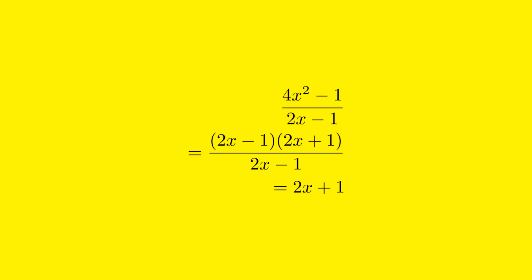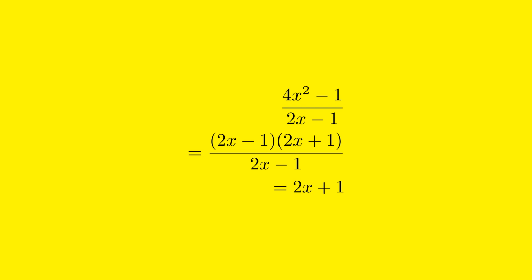Step 3. In this step, we confirm that the expression is in its simplest form and finalize our solution. We simplified the rational expression 4x squared minus 1 divided by 2x minus 1 to 2x plus 1 in step 2 by cancelling out the common factor 2x minus 1. To ensure that 2x plus 1 is truly in its simplest form, we need to check if it can be factored further. 2x plus 1 is a binomial and does not have any common factors other than 1. Since there are no factors that can be simplified further, 2x plus 1 is already in its simplest form.